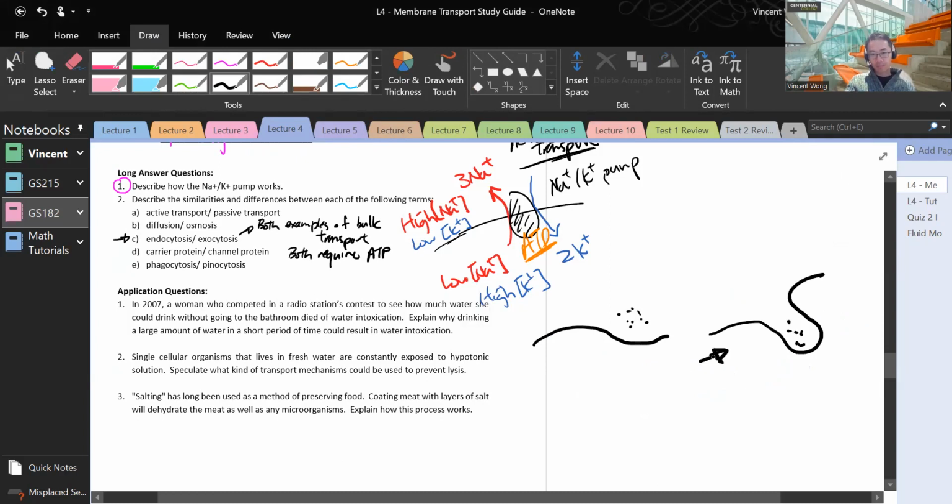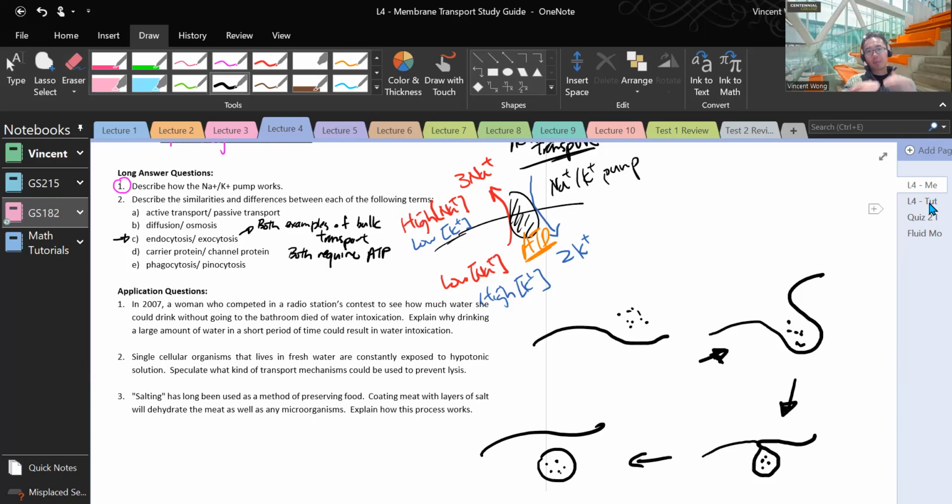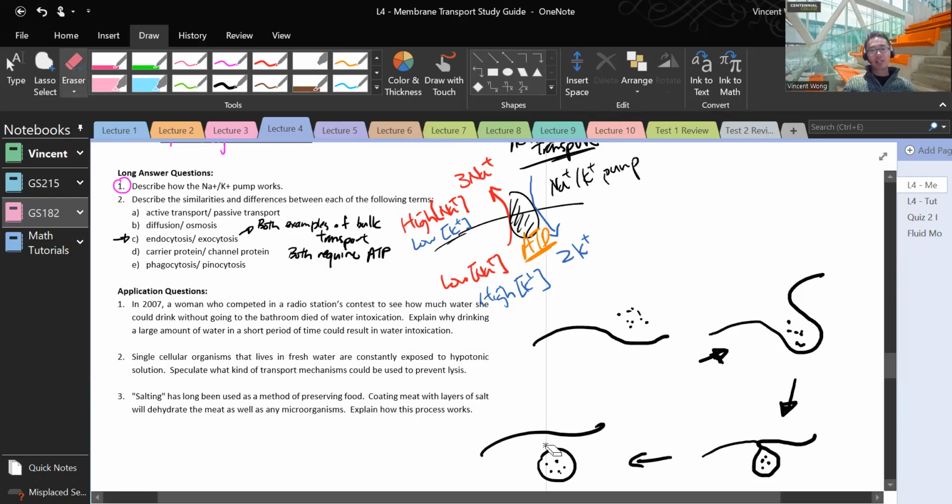Okay, these are a series of diagrams. And what happens is afterwards, it will close up. And then that's how you bring it in. Okay, so the cell membrane will move towards whatever you want to bring in, and then it will cave around the substance and form a bubble, and you will bring it in. So this is a vesicle.